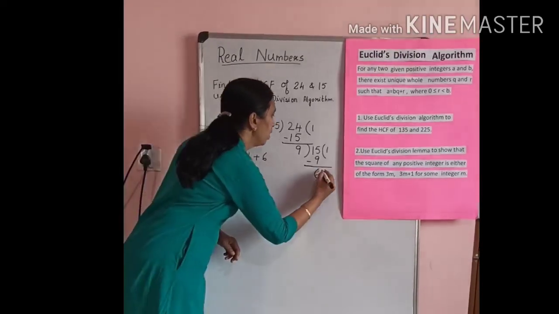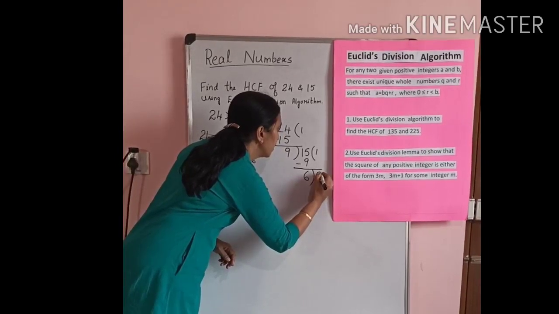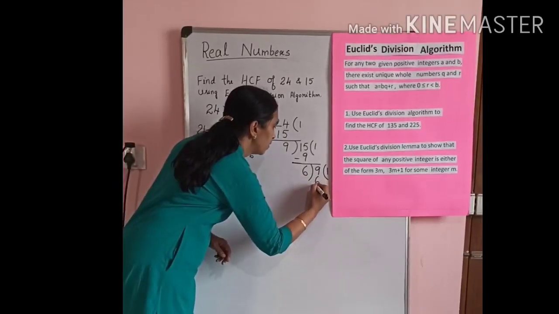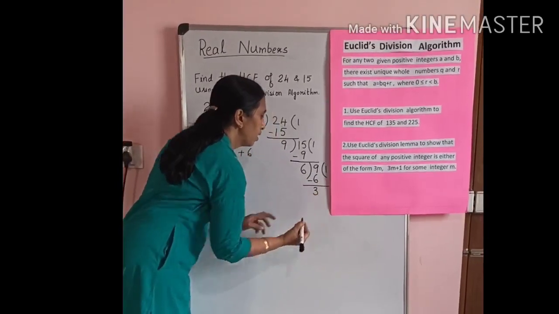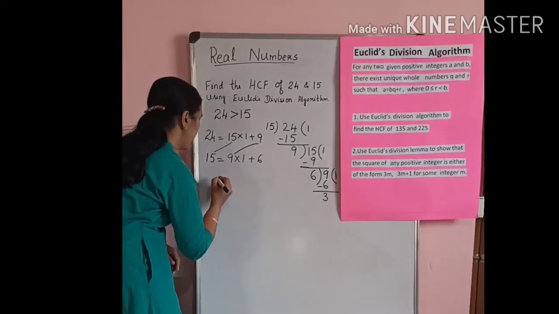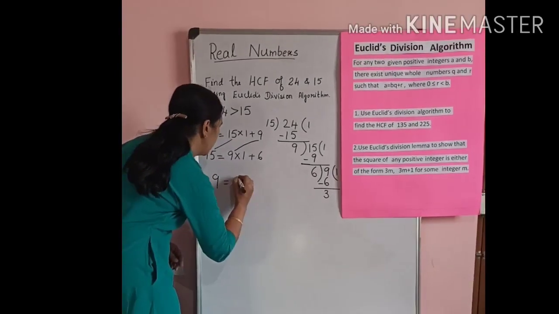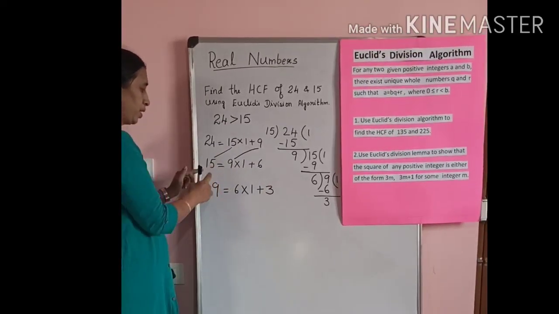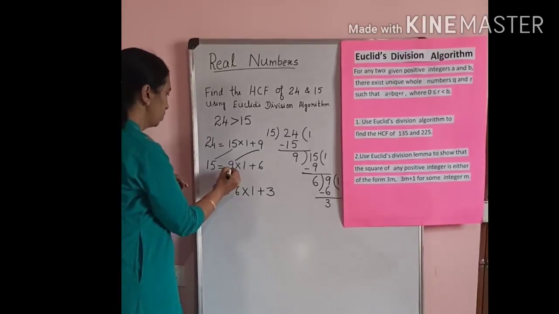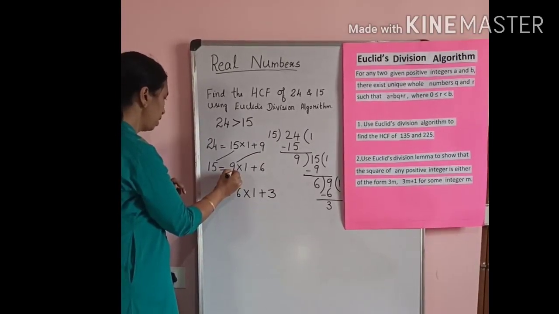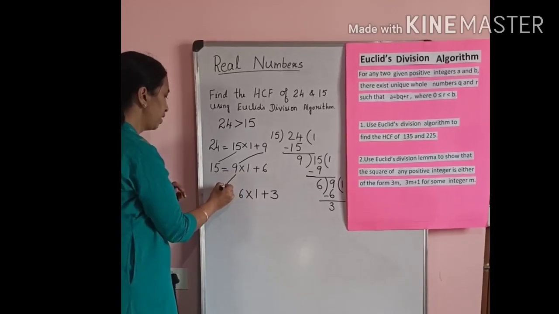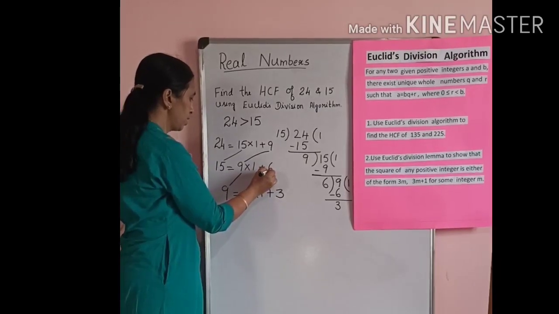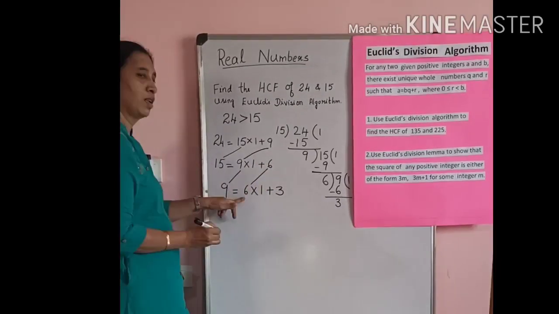Now if you take 9 as dividend and divide, you will get 1 as quotient and 3 as remainder. Now we can write this algorithm as 9 is equal to 6 into 1 plus 3. Now if you compare the second step and third step, the divisor of the second step will become the dividend of the third step, and remainder 6 of the second step will become the divisor of the third step.